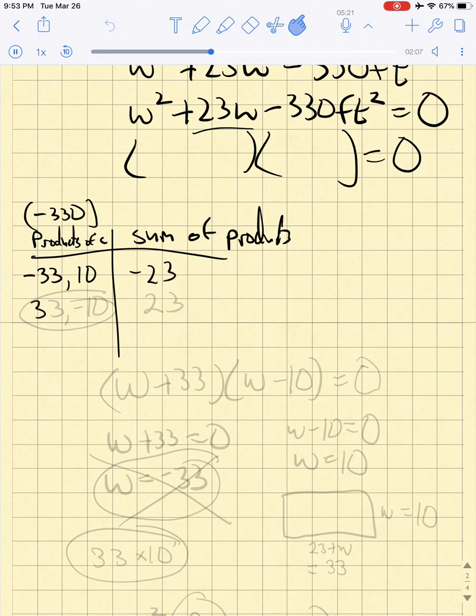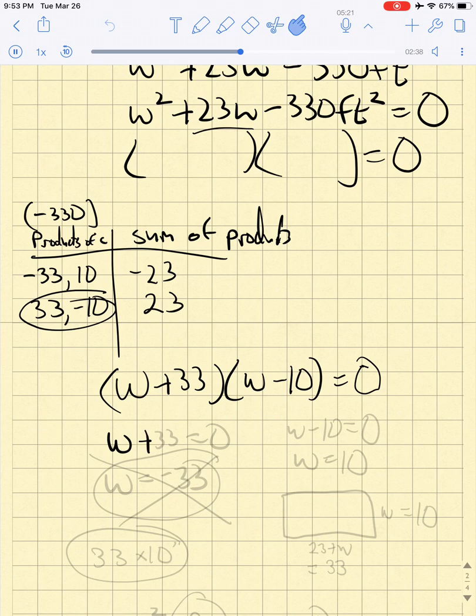So we have to do, what about 33 and negative 10? If we sum those two, we would get a positive 23. So these are the factors. So we say W plus 33 times W minus 10 equals 0, right? Equals 0. So now we set them both equal to 0, one at a time.